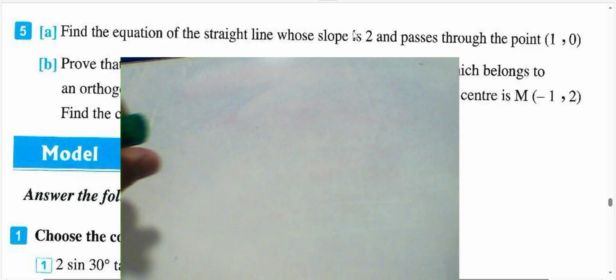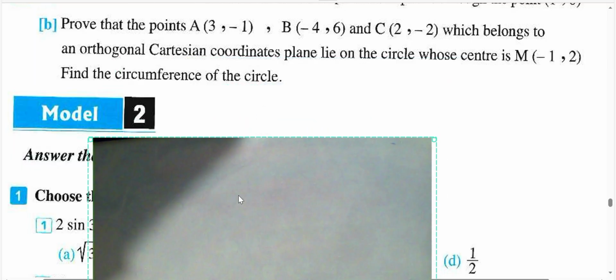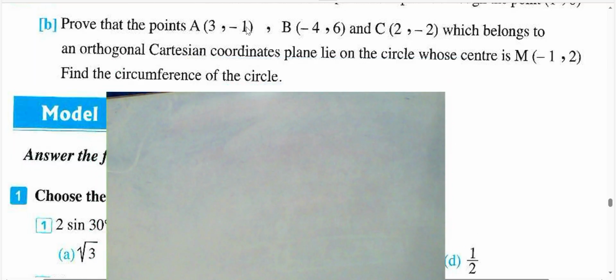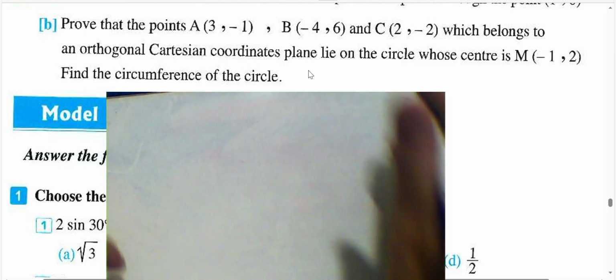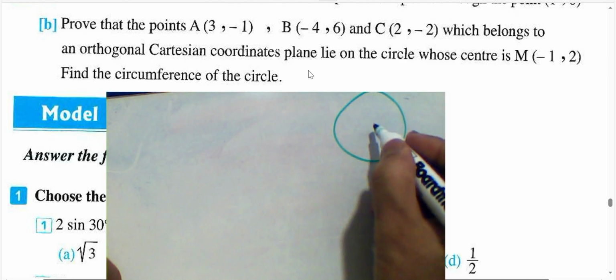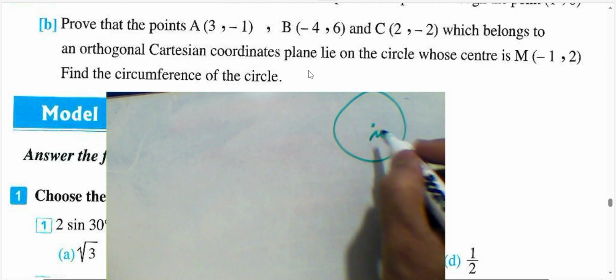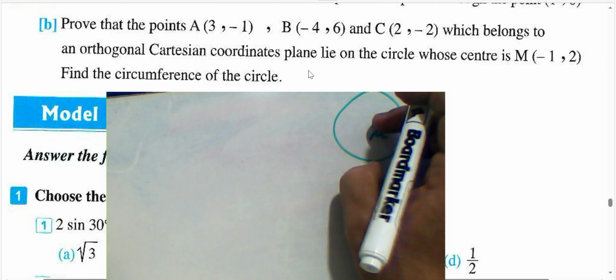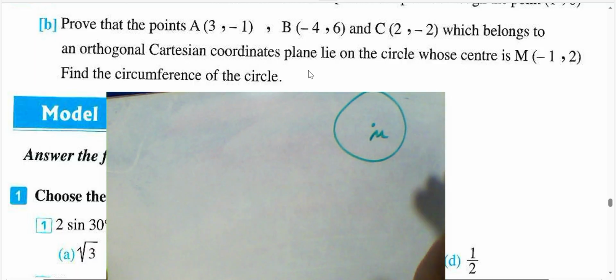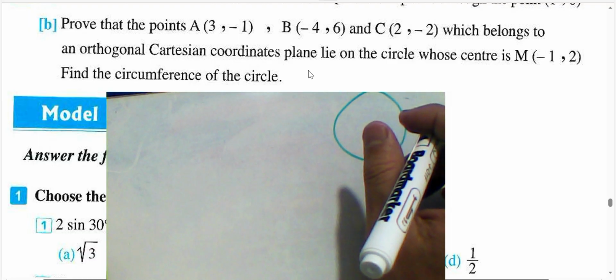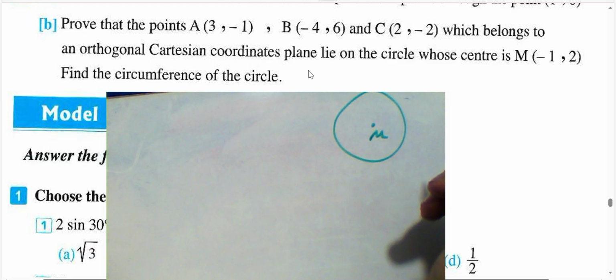Next question. Letter B. Prove that points A, B, and C which belong to the coordinate plane lie on the circle whose center is (-1, 2). Okay, he wants us to prove that the three points lie on the curve of the circle. We can prove that by finding the lengths MA, MB, MC. If MA equals MB equals MC equals the radius, we say that A, B, and C lie on the curve of the circle. And then we can also find the circumference.